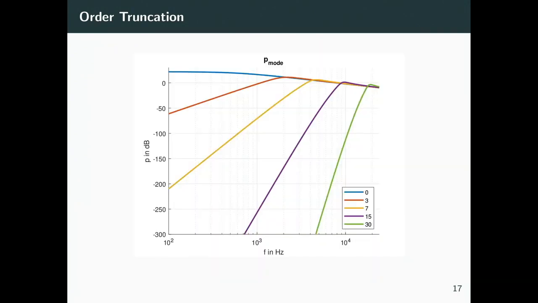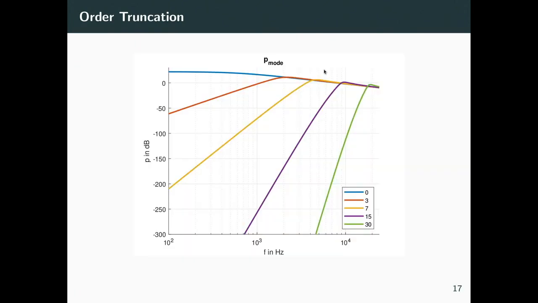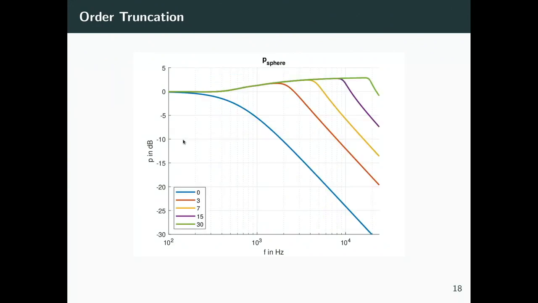And this is how the mode strength looks like. This is the B here, that we then sum to get the pressure field. You can see here that the response for the 0th order is kind of flat, and we lose low frequency level as we increase the order. But if we then sum them all together, we get the actual pressure on the sphere. So this is what we are interested in. And you can see, as we increase the order, the roll-off where we start to lose high frequencies increases. That's exactly what we already saw in the common transfer function, right?